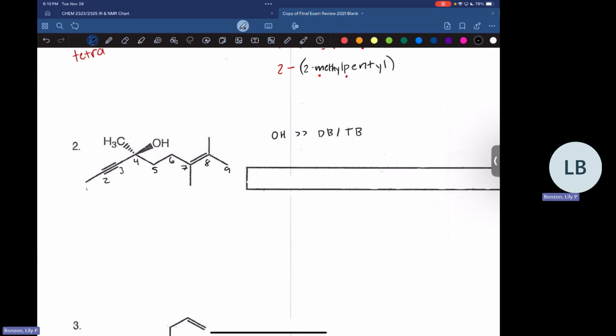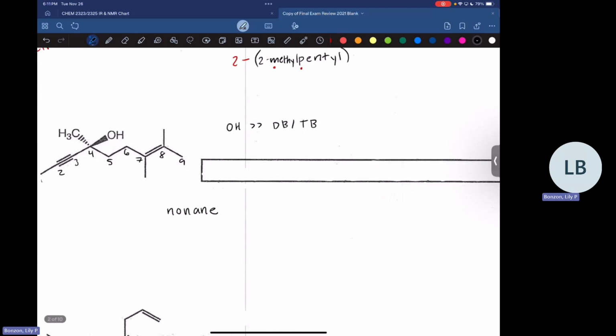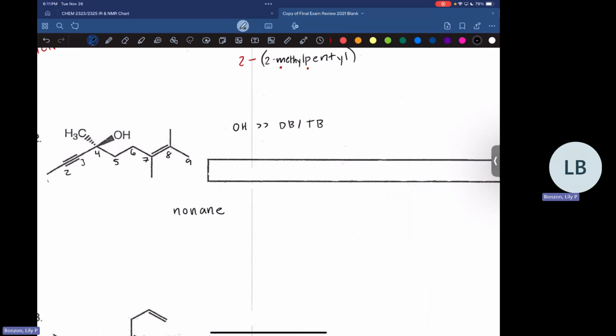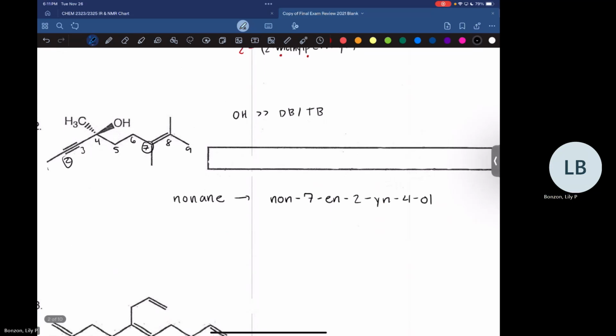And when we do that, we are going to get a 9-carbon chain. So our main chain is going to be non-ane. And then with the double bond, triple bond, and the alcohol, we're going to have to convert that to reflect in our parent name. So we have non, and then for our double bond, ene, it starts at carbon 7. So non-7-ene. Our triple bond started at carbon 2. So non-7-ene-2-yne. And then our alcohol was at carbon 4. So 4-ol. So this is going to be our parent name.